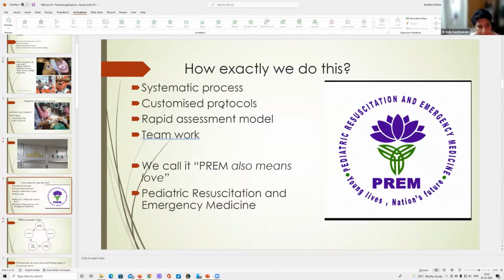So how did we do this? It was a systematic process, and these protocols were customized for our Indian children. American protocols did not work for us. Western European or Australian protocols did not work for us. Our children could not tolerate many of their recommendations, which caused the child to worsen. So we had to find or modify our protocols for our population.